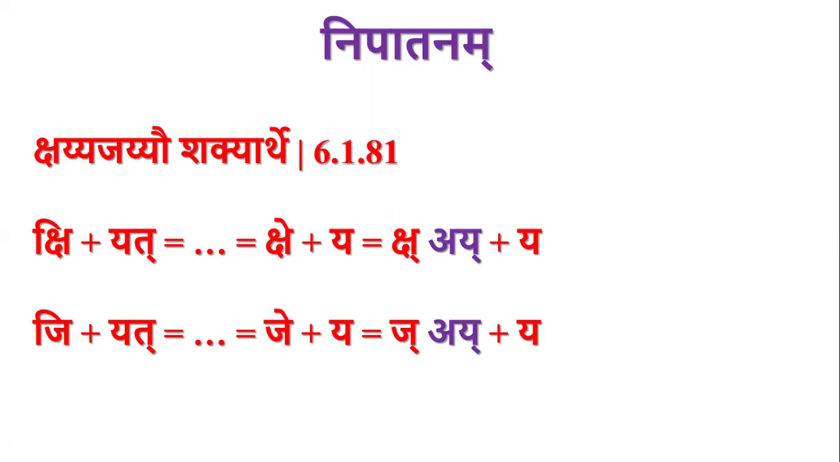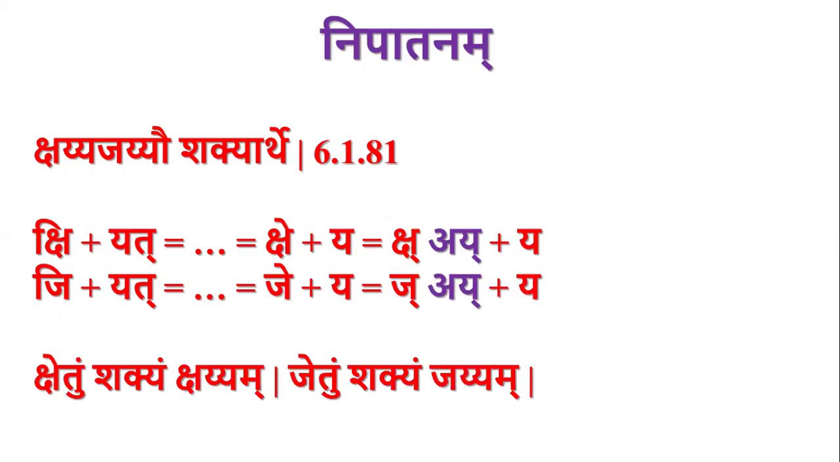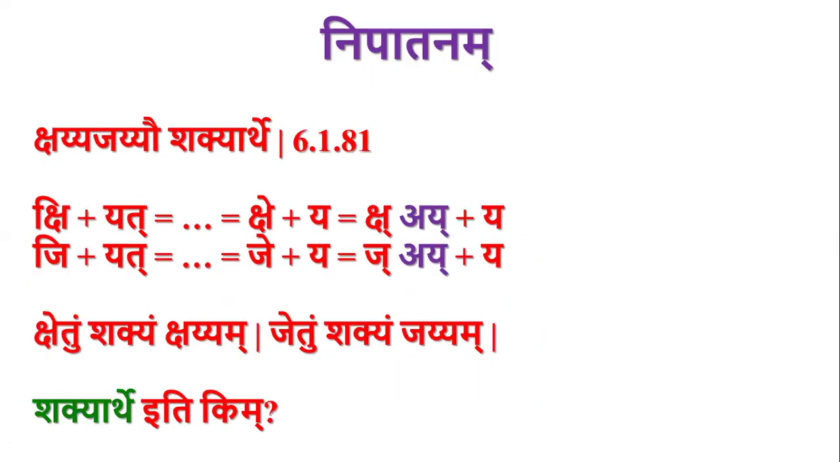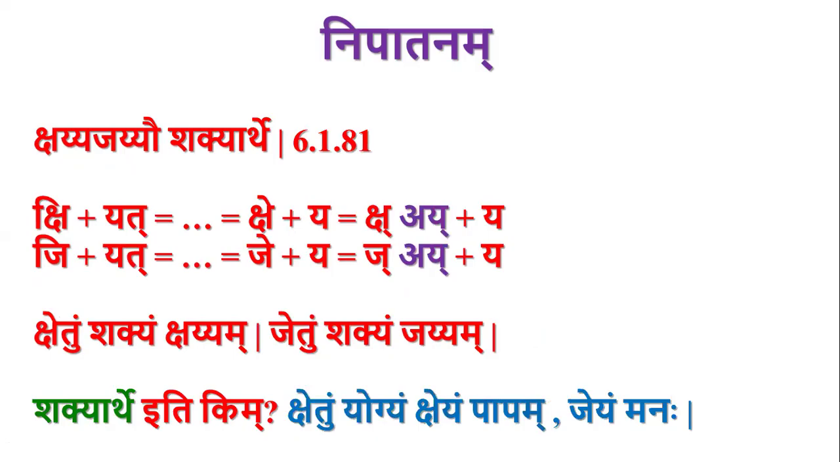Kshaya jayau shakyarthe. In shakyarthe, kshaya and jaya are the two words that are given ready-made. So kshetum shakyam kshayam, jetum shakyam jayam. Shakyarthe iti kim? Otherwise it is kshayam or jayam. Kshetum yogyam: here the sense is yogyarthe, so it is kshayam. In shakyarthe, it is kshayam, jayam manah.